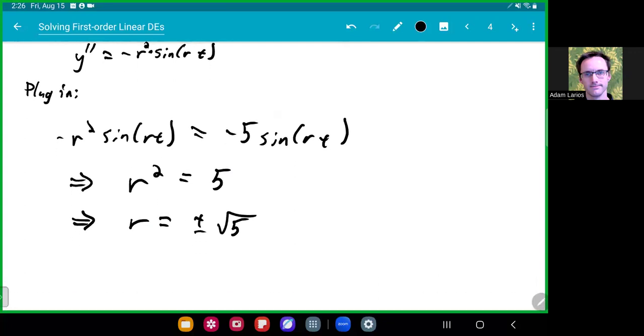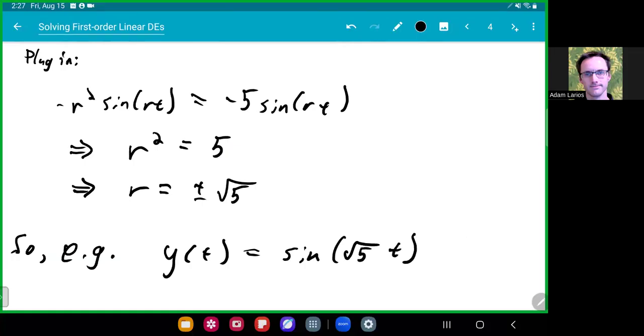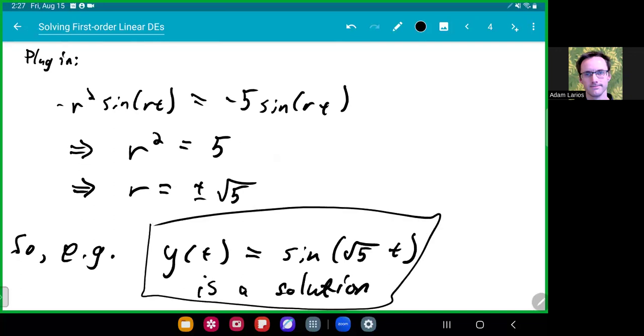Sine is an odd function, so we could bring that minus out and just absorb it into a constant in front. So for example, y of t is equal to sine of the square root of 5 times t is a solution. Of course, we should maybe double check that we didn't introduce any additional solutions by taking this and plugging it into the original equation. But I'll leave you to do that on your own. And there's a solution, which I think is maybe not immediately obvious. It maybe wasn't immediately obvious that it should be a square root of 5 there.